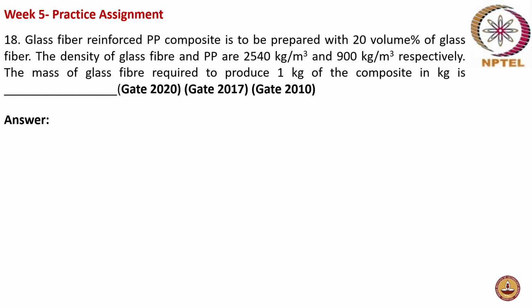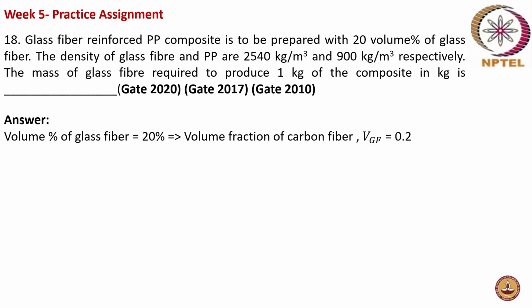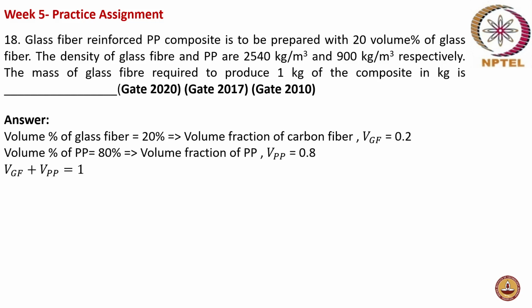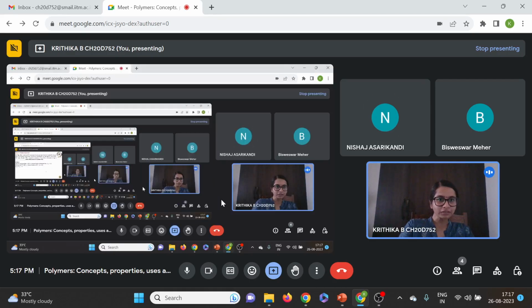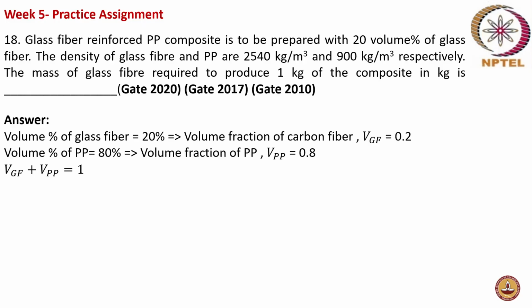So how do you do that is, you have the volume of glass fiber, which is 20%. So volume fraction is 0.2. And then volume of polypropylene is 80% volume, so volume fraction is 0.8. So volume fraction of both together is 1. Someone, can you just mute yourself so that I won't get the echo? So the sum of volume fractions is 1.